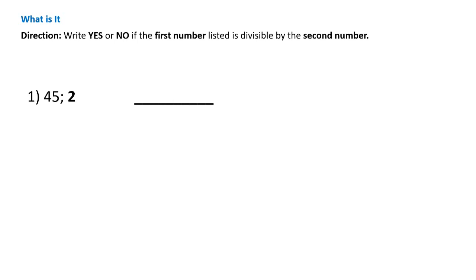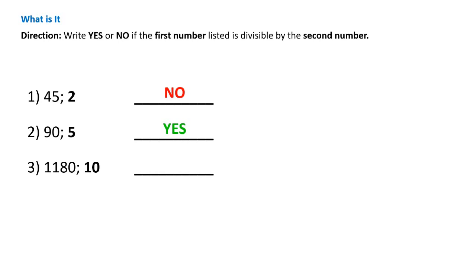So, another exercise. Write yes or no if the first number listed is divisible by second number. Is 45 divisible by 2? Tingnan natin na ang last digit number is 5. Hindi siya even number. So, hindi siya divisible by 2. Second, 90. Ang 90 ba ay divisible by 5? Oo. Kasi ang last digit number niya is 0.